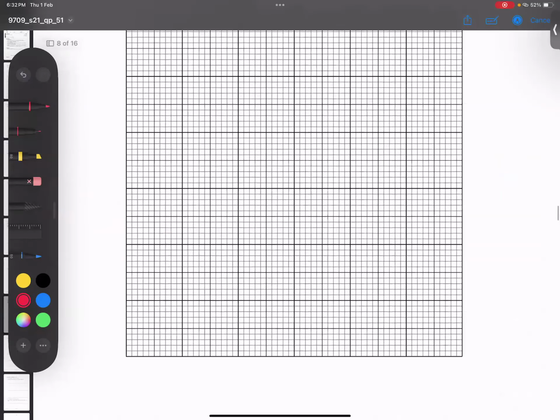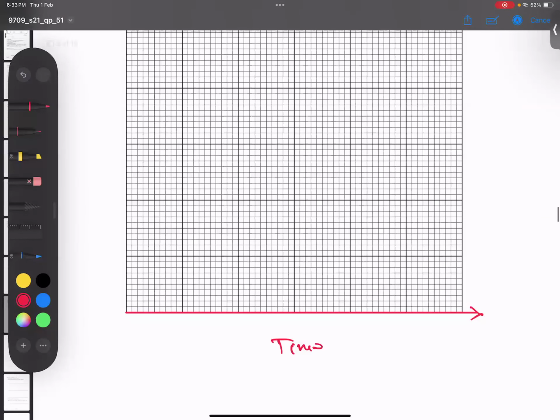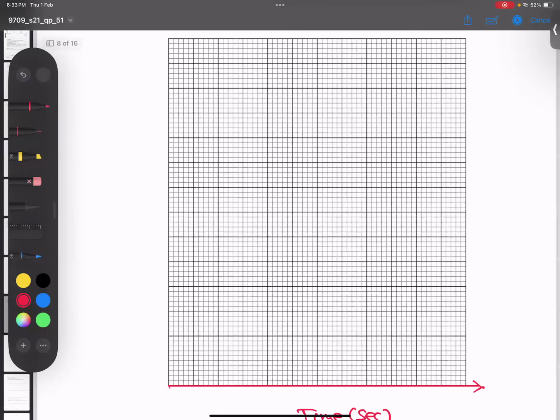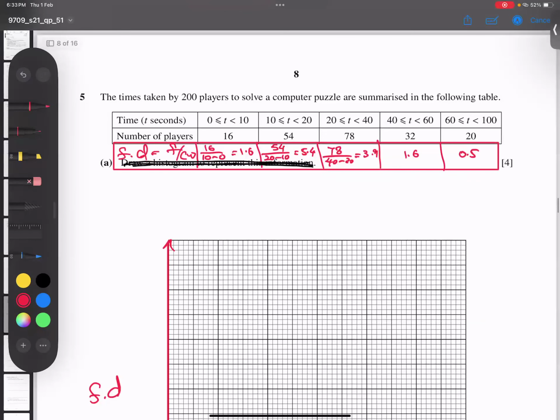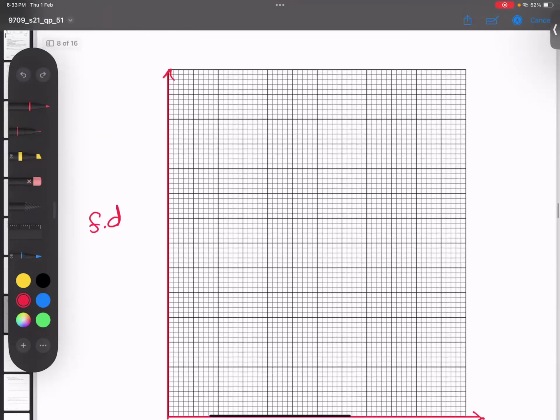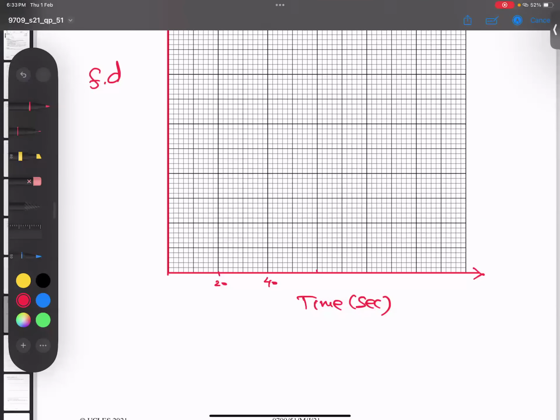First, label it, and I draw the axes here. Because it is a time in seconds, I'll write time in seconds along the x-axis, and along the y-axis I write frequency density. Now, students, the x-axis starts at 0, 10, 20, with a gap of 10. But the highest value is 100, so I take 20 here, 40, 60, 80, and 100.